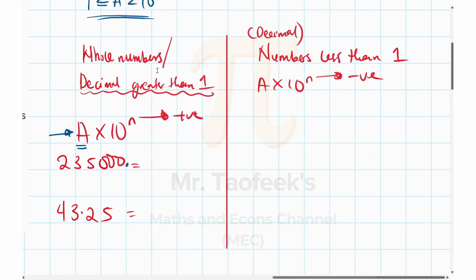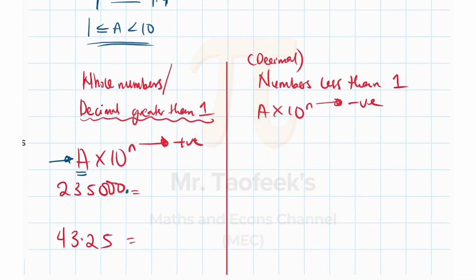We said a has to be a number from 1 to 9.9, right? So we just start moving to the left. So 1, 2, 3, 4. We cannot stop the decimal point here because this is 23.5. Remember, we said a must be a number from 1 to 9.999. So that means we still have to move one more digit there.